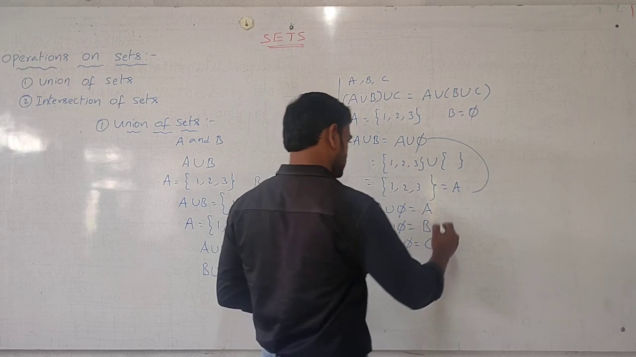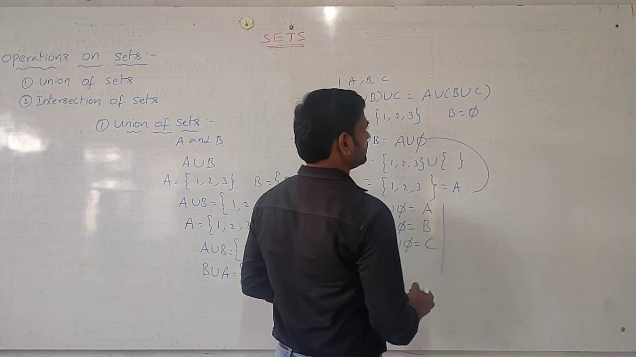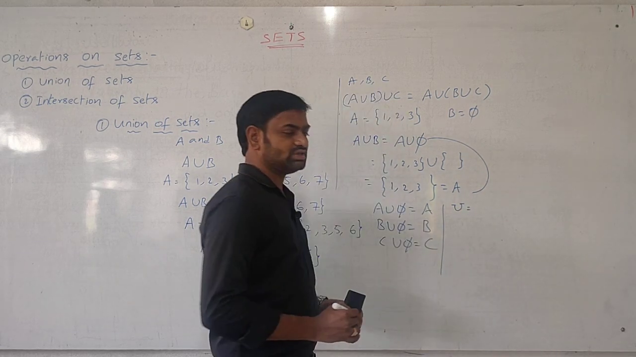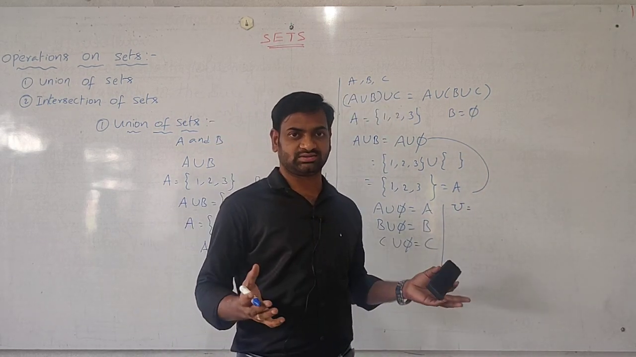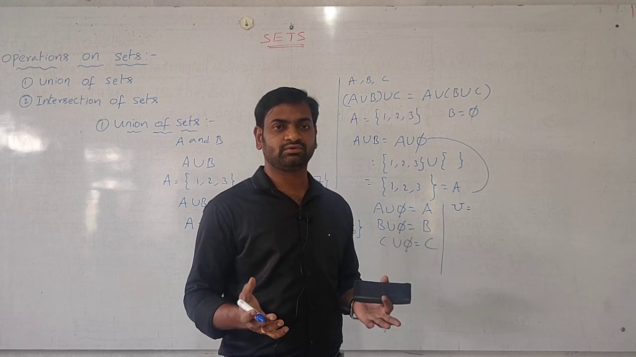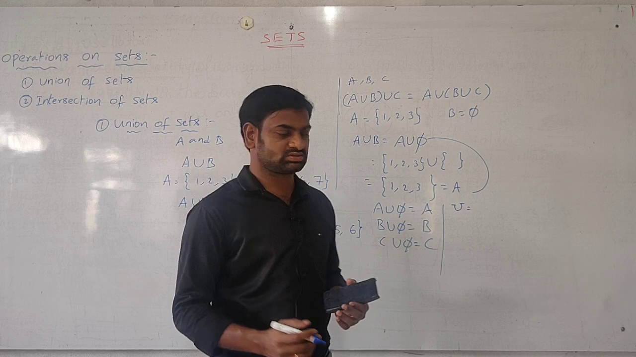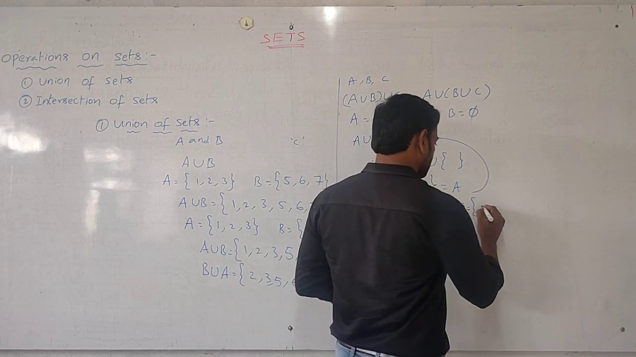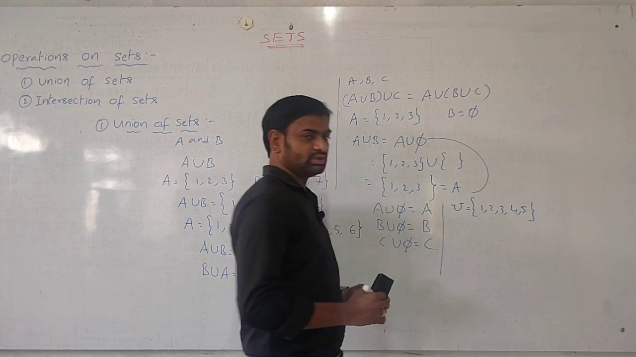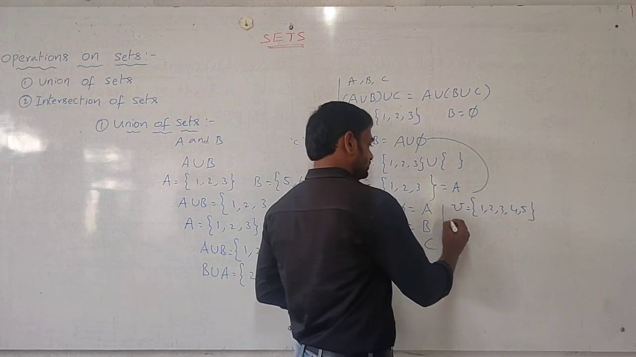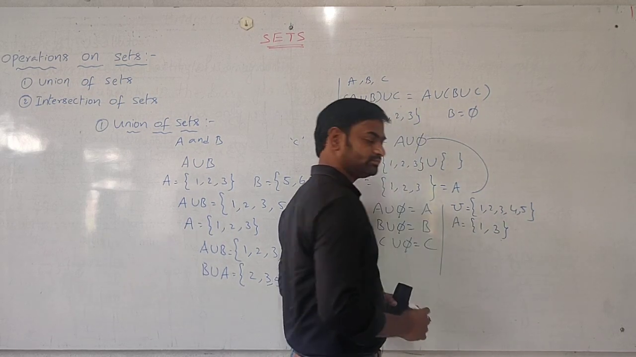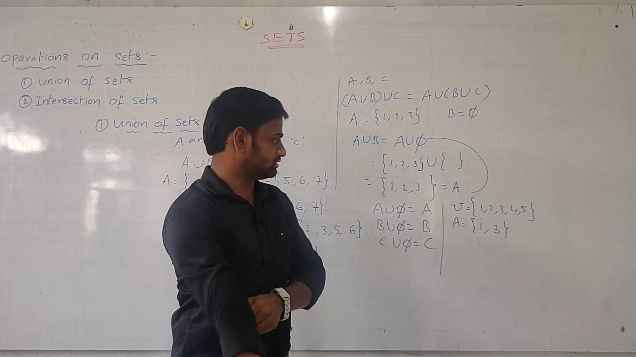Now, see here. Suppose I am taking capital U. Capital U means universal set. It is the big set of all the sets. Suppose I am taking 1, 2, 3, 4, 5. It is the U. Suppose A equal to 1, 3 I am taking.